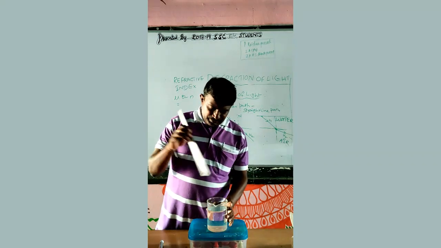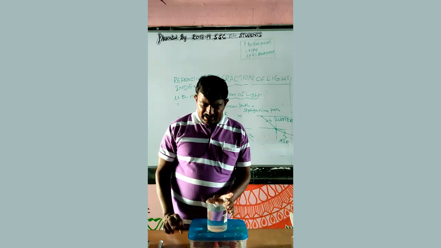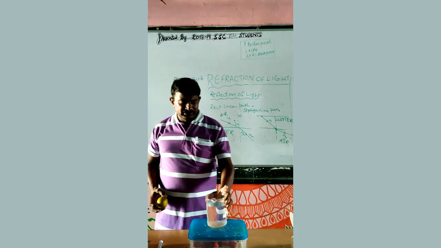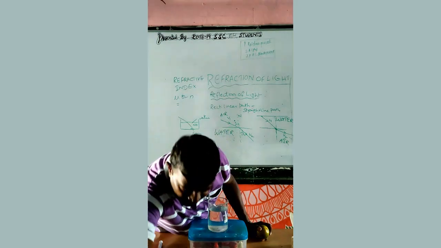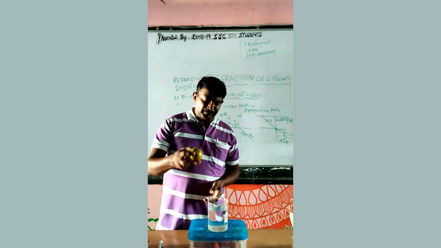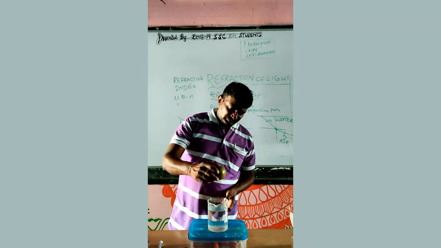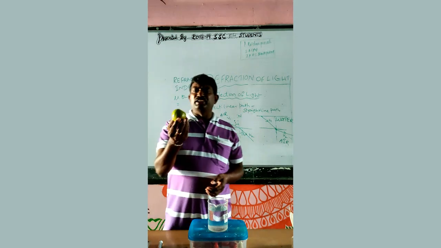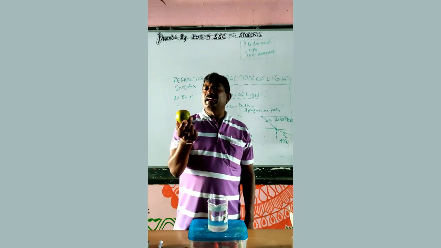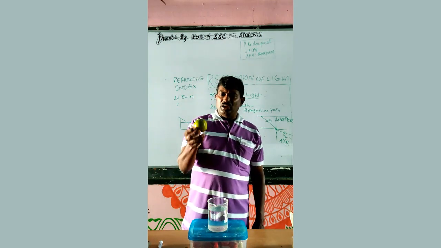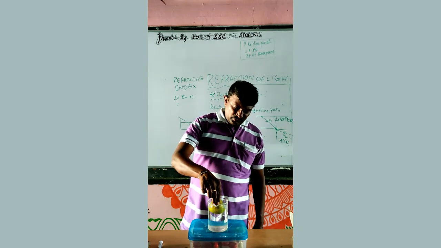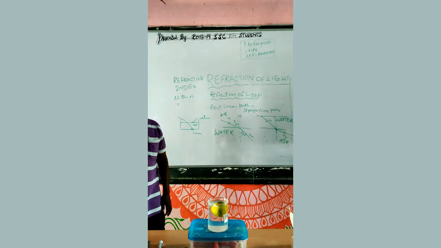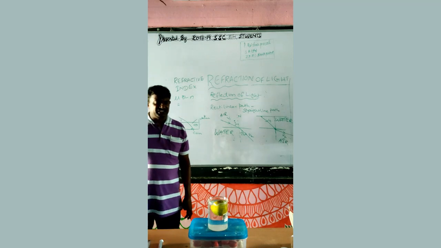Now observe another activity. The required material is the same: water, a glass tumbler, and any fruit or vegetable. I am immersing it in the water. Before immersing, observe carefully. It is round and small. Now, dip it in the water. Wow! Amazing! Its size has gradually increased from its original shape.